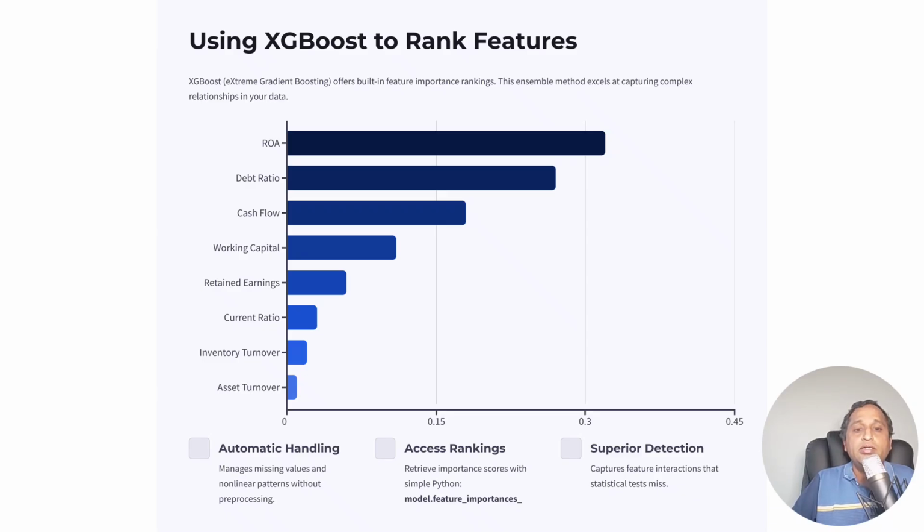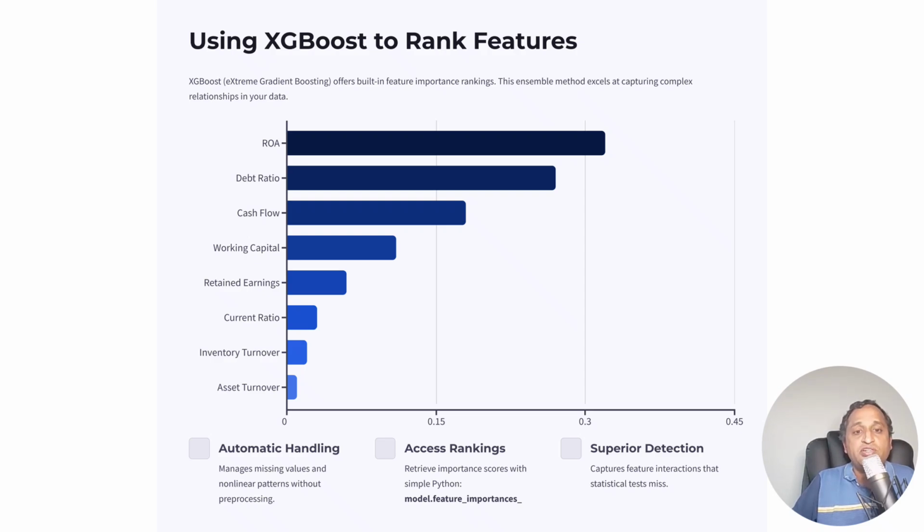So here we are. If you see in the diagram below, at the top, return on assets is by far the most influential feature in predicting bankruptcy. Next come debt ratio, then cash flow and working capital. But if you go down, something like inventory turnover or asset turnover has minimal importance and might be a candidate for removal. These scores come from the model's internal decision trees. They reflect how often and how effectively each feature is used to split the data and reduce the prediction error.